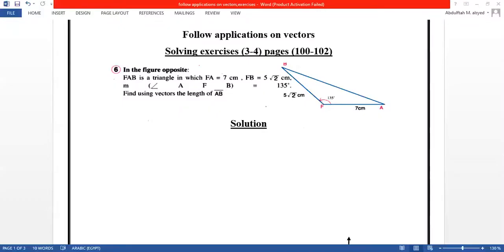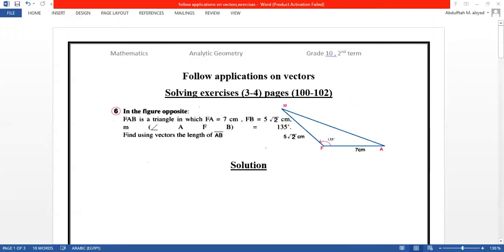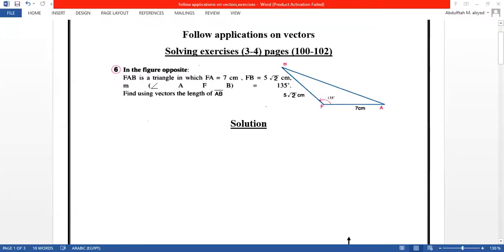Bismillah ar-Rahman ar-Rahim. Today, inshallah, we will take some problems or some exercises on the applications on vectors.